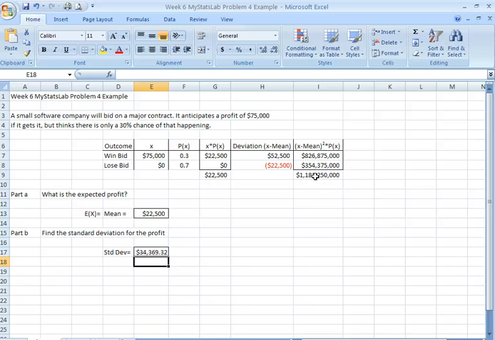That's problem 4 from this week, week 6 in my stats lab. I think this will help you work this out. Again, I told you you can look in your textbook on page 220 also. I believe this is a pretty good way to calculate expected profit and standard deviation.